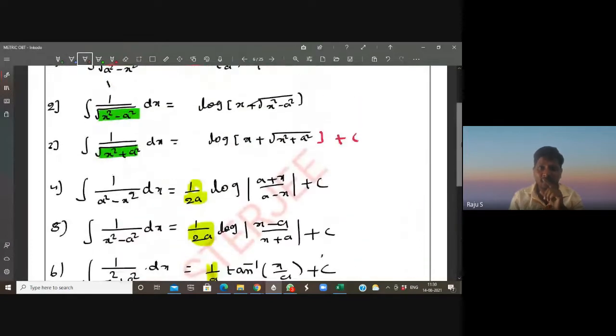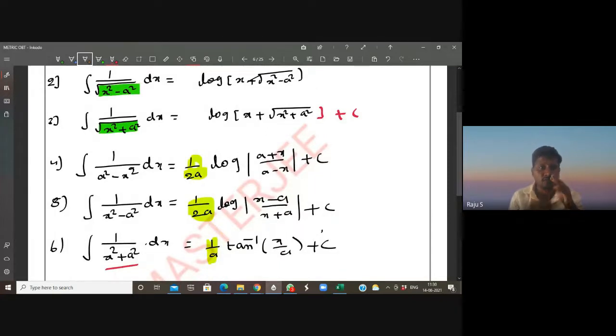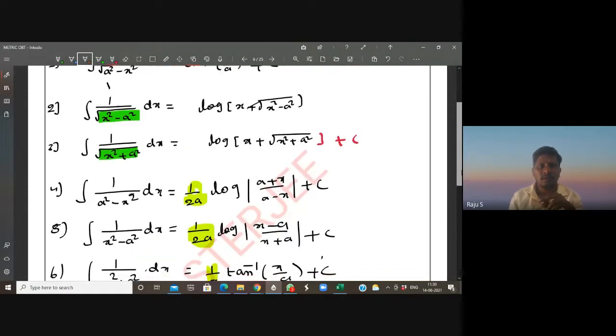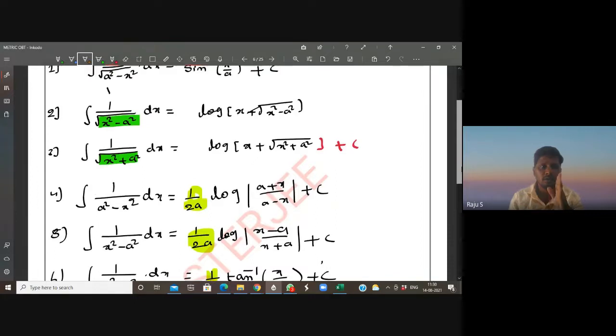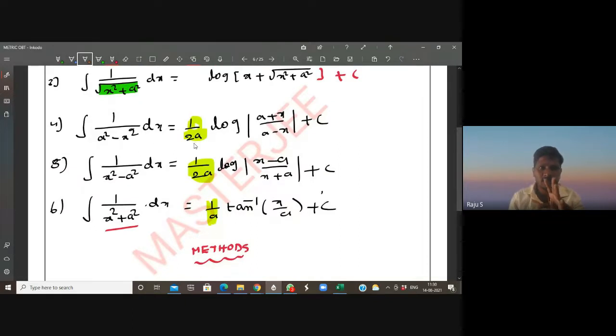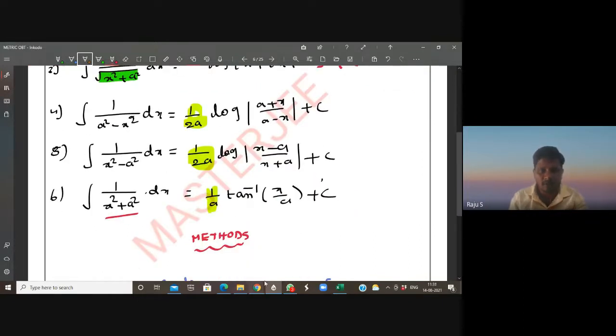I'm just giving an idea before starting the exercise: how can we identify the question which is related to the formula? First, we have to remember these six formulas, without square root and with square root. Four formulas are related to logarithmic. Another one is sine inverse, then tan inverse. If you remember sine inverse and tan inverse, the remaining are all under log. Without square root, we'll get 1 by 2a or 1 by a. But with square root, we don't get any 1 by a or 1 by 2a like that. Clear, students? Very important formulas. Don't be confused. Fine, let's see the questions.